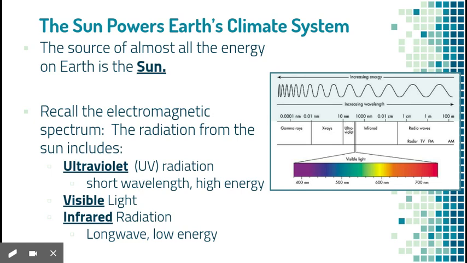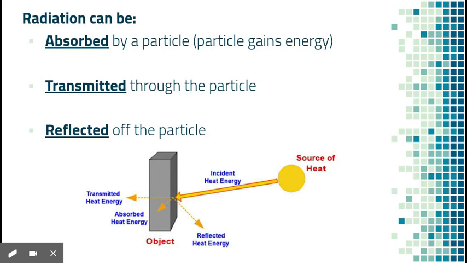Some of it you can see, that's visible light. And some of it you can't see. So you have ultraviolet radiation and you have infrared radiation. The ultraviolet radiation is really what we're talking about here. It's invisible to the human eye, but it has a lot of energy, okay? And it comes from the sun. All radiation, including ultraviolet radiation, can be absorbed, transmitted, or reflected. And that's true of all radiation.